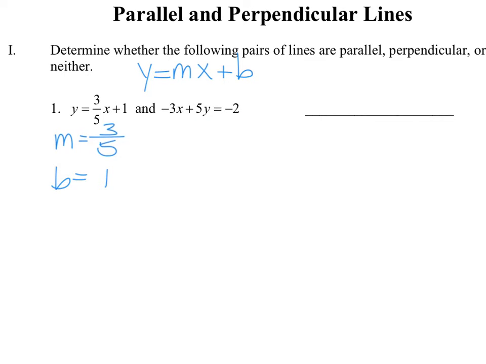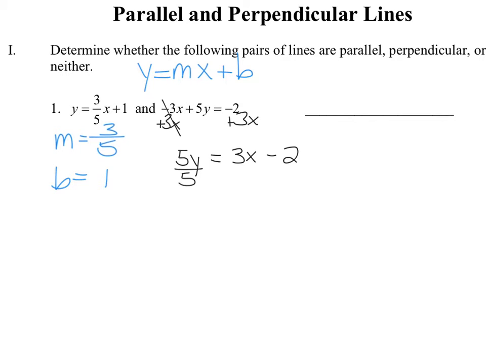So I can do that by adding 3x to both sides. Now I have 0x on the left, I have 5y equals 3x and then minus 2. Those are not like terms, so they do not combine.